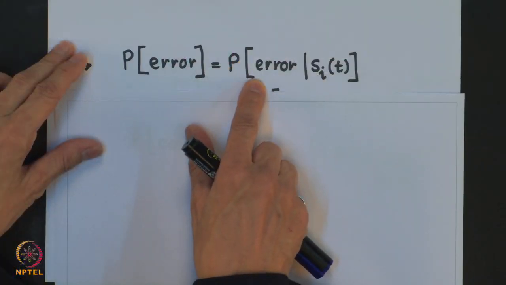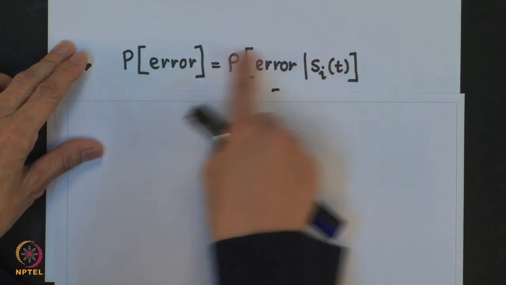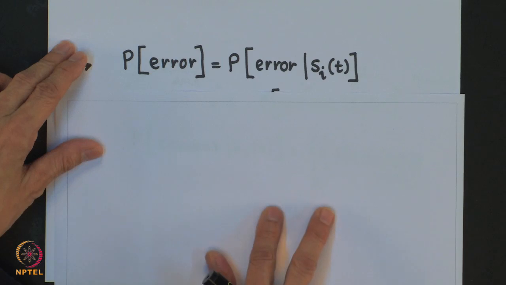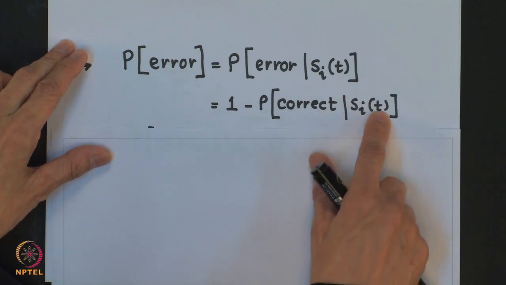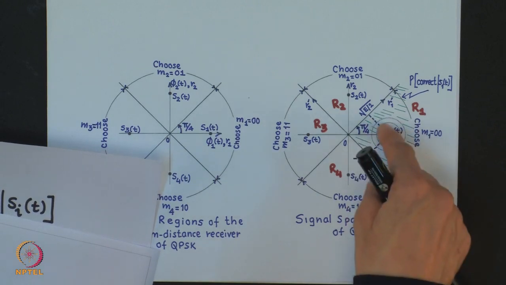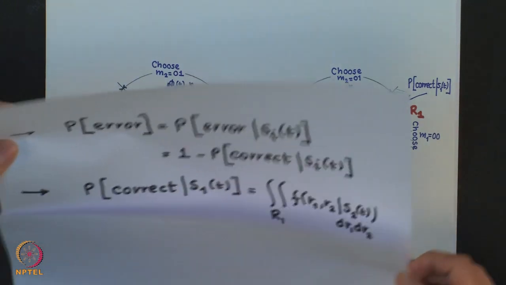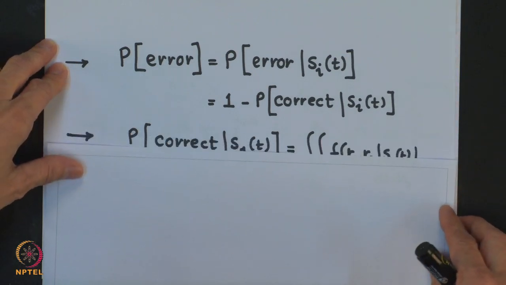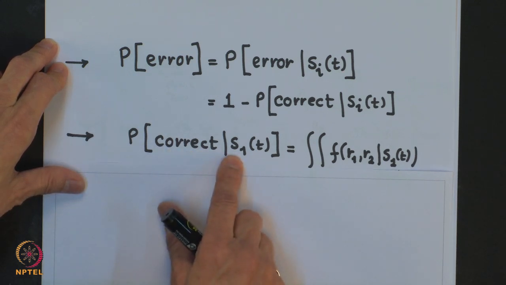So this is what I mean. This is the conditional probability of error given that I have transmitted s1(t). So in this case, the s_i(t) being equiprobable, the probability of overall error is the same as this. And to calculate this, it is the same as 1 minus the probability of correct detection given s1(t). So the probability of the vector lying in this region is the probability of correct decision given that I have transmitted s1(t). Okay, fine. So what we will do is calculate the probability of correct decision given s1(t).